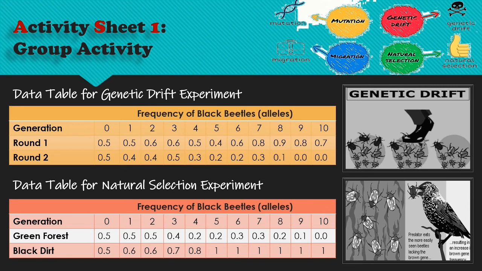So we have here the data table for the genetic drift experiment, a summary of allele frequency of black beetles. Knowing genetic drift, it happens just by chance, and this chance changes from generation to generation. So we have the first and second round of trials. Another table that we have is the summary of gene frequency of black beetles for the natural selection experiment. Knowing natural selection, it is more likely to survive in a given environment. For such environment, we have the green forest and black dirt.